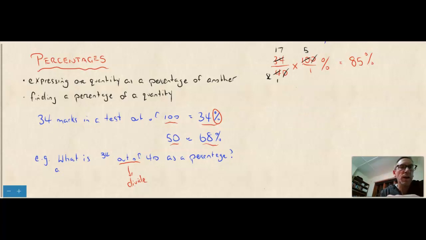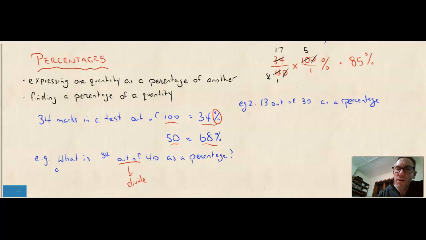Okay, let's have a look at another example. What is 13 out of 30? So 13 out of 30 as a percentage. All right, so what I'm going to get you to do in a moment is copy these examples down. This is example 2, I suppose. Okay, so example 2 is 13 out of 30 as a percentage.